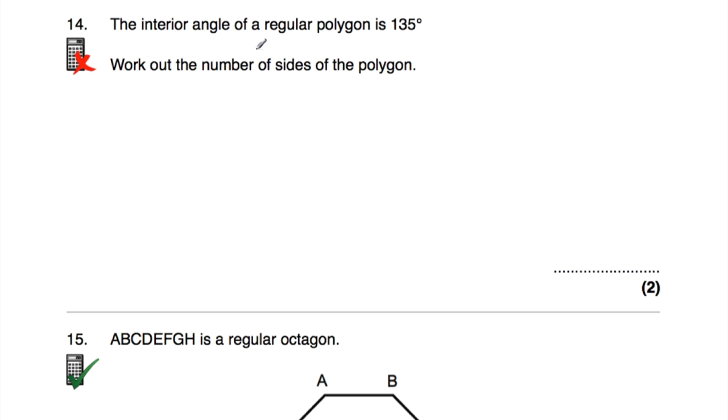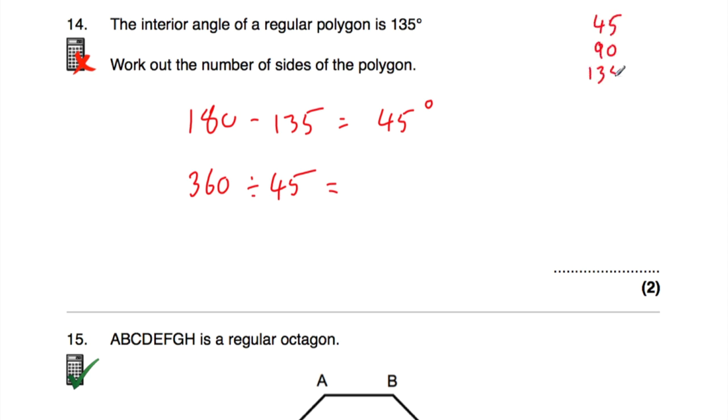Anyway, it says the interior angle of a regular polygon is 135 degrees. Because it's regular, we can do 180 take away 135 to find the size of each exterior angle. And 180 take away 135 would be 45 degrees. So that means each exterior angle is 45 degrees. And all the exterior angles will always add together to be 360. So if we do 360 divided by 45, that will tell us the number of exterior angles, which is the same as the number of sides, and hopefully that'll tell us that it is an octagon. So let's consider 45. So 45, then 90, 135, 180, 225, 270, 315, and then 360. And so that means there's going to be 1, 2, 3, 4, 5, 6, 7, 8 exterior angles.